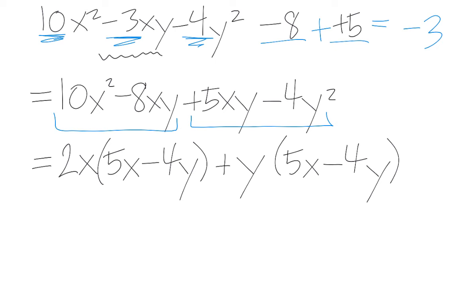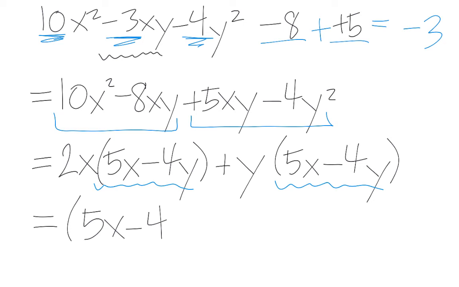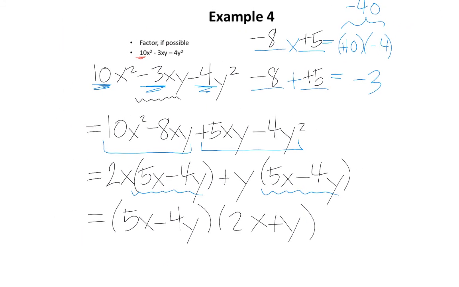Again, your goal is to get these two binomials exactly the same, which we have done. Therefore, we can factor out this binomial, 5x minus 4y, which leaves us 2x plus y. Therefore, we've just factored this quadratic expression, and we've discovered it to be 5x minus 4y multiplied by 2x plus y.